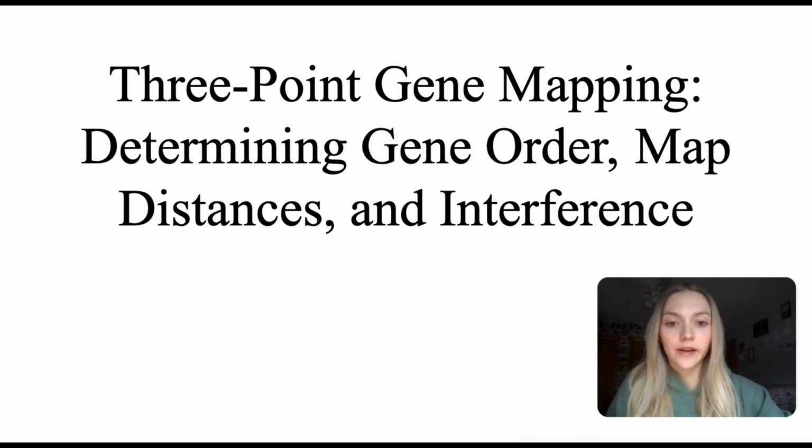Today I will explain how to solve a 3-point gene mapping problem. Gene mapping is used to determine the relative positions of genes on a chromosome using recombination frequencies. A 3-point test cross analyzes 3 genes at the same time, so we can determine gene order, calculate map distances, and analyze crossover events such as interference.